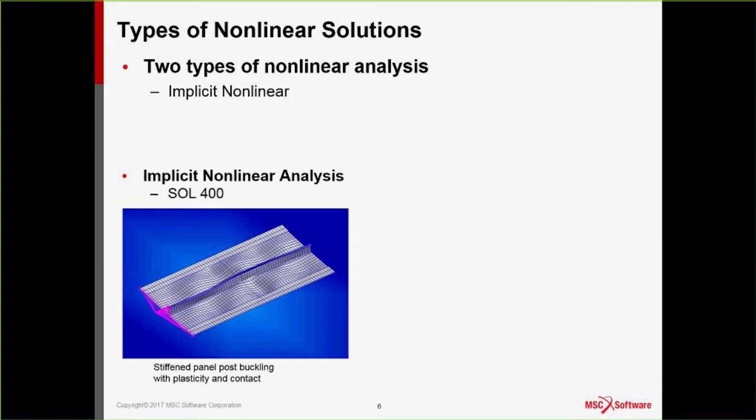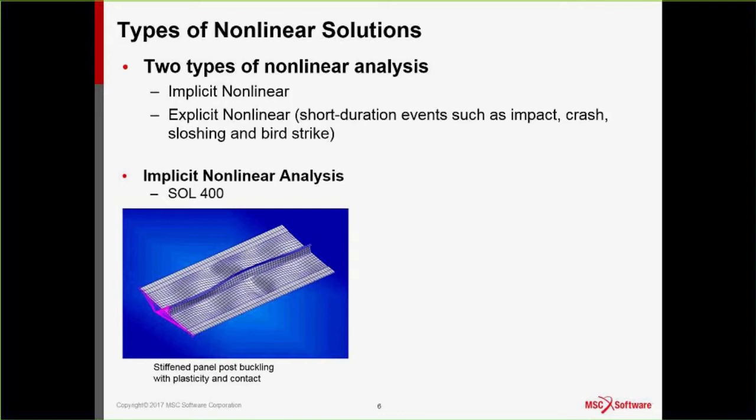So that sequence of events we can capture with implicit nonlinear analysis. In Nastran, that's solution 400. There's another class of problems where it happens in a very short duration. They're dynamic, things that impact: crash landing, fuel tank sloshing, bird strike, engine blade out. They happen so fast, typically in a matter of milliseconds or maybe a fraction of a millisecond.